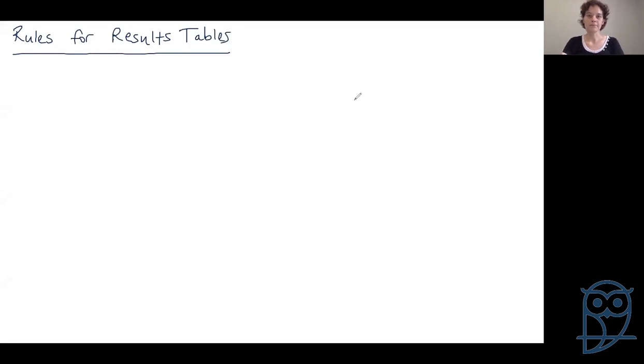So let us think about some rules. First one is, let's just give this a heading so that when you read it later, it still makes sense. Rules for results tables. Okay, first one. Draw your squares with a ruler and a pencil.